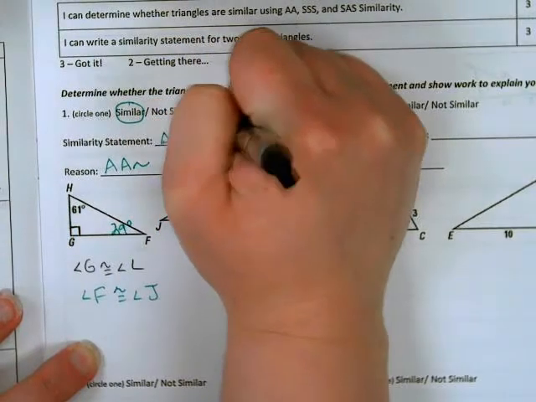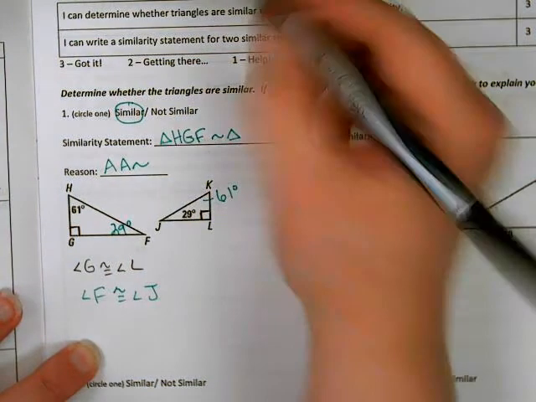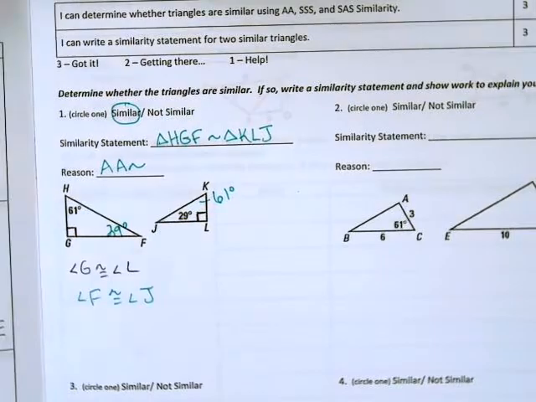is similar to, if I started at H, I need to start at K, so K, L, J, which is my mom's initials.